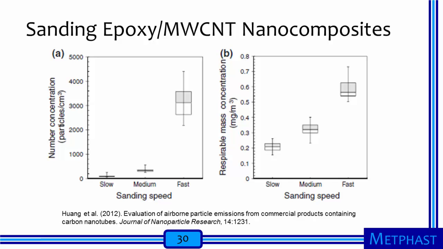Sanding is a process specifically intended to remove and release small quantities of a material. Huang and co-authors investigated the sanding of nanocomposite test sticks made from epoxy resin filled with multi-walled carbon nanotubes. With test sticks made from 2% nanotubes by weight, they found that increasing the rotational speed of the sanding disk produced greater particle number concentrations and respirable mass concentrations. This is not surprising since we expect greater energy input to generate more particles.